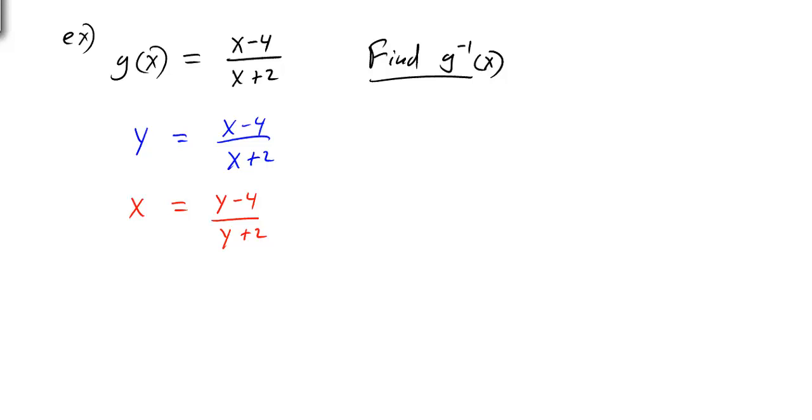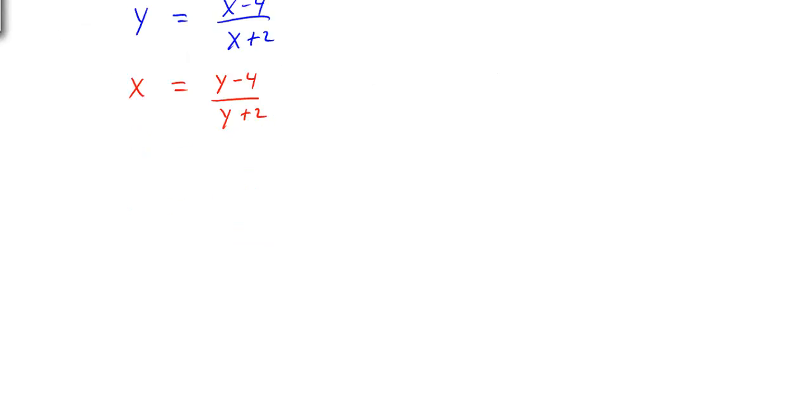And now we simply solve for y. Now this may be where you got stuck if you tried to do this on your own. There's a couple of techniques you have to remember here, and one in particular. If we want to solve this for y, your first step is going to be, we want to get rid of the y plus 2. So I'm going to multiply both sides of the equation by y plus 2.